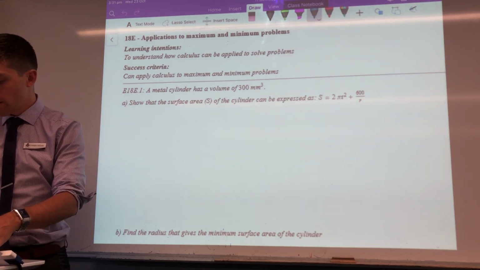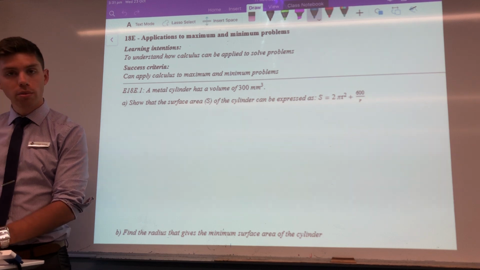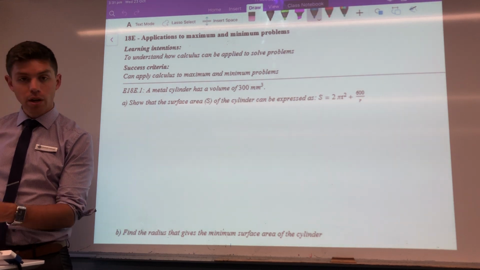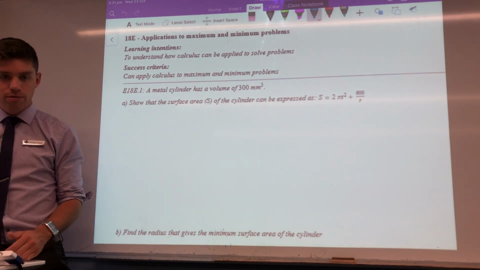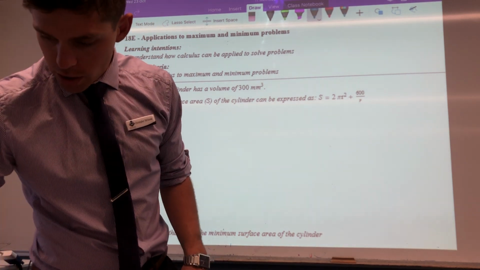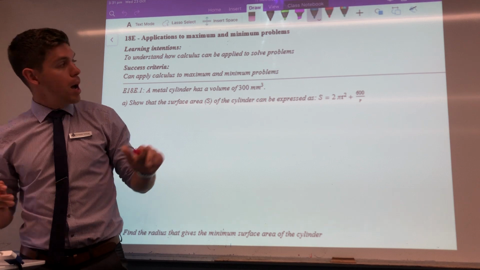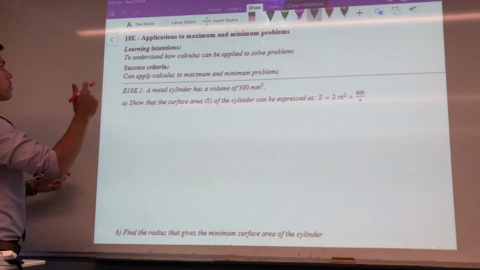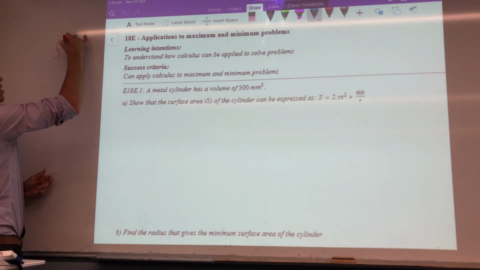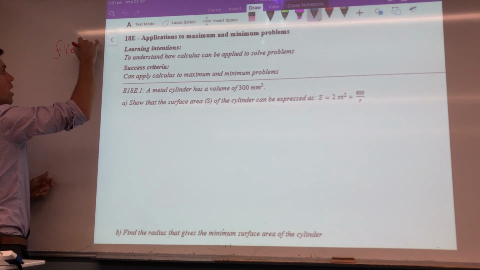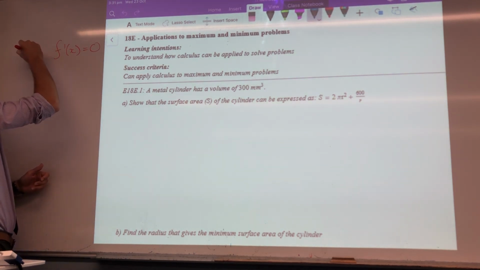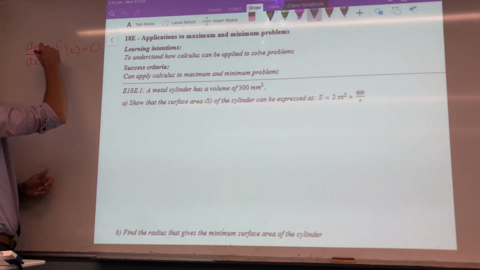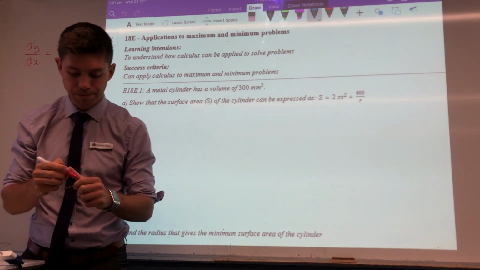So just a quick reminder, stationary points, or your local minimum or local maximum, occur when the gradient function is zero. So for applications of maximum, minimum problems, we're going to be referring to points where the gradient function is equal to zero, or dy dx is equal to zero.